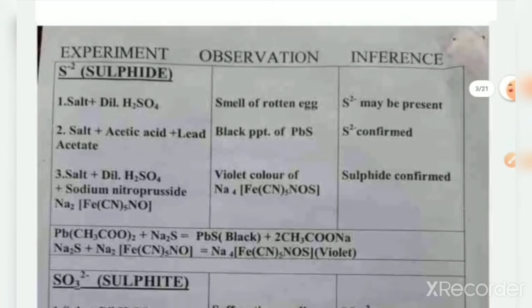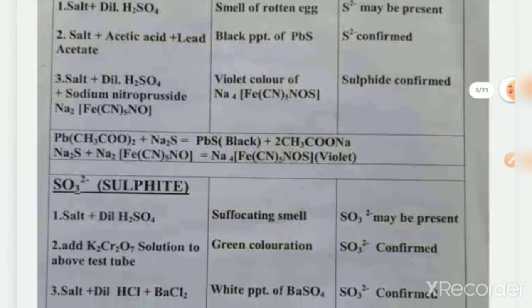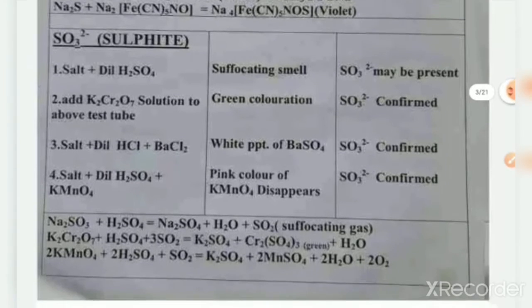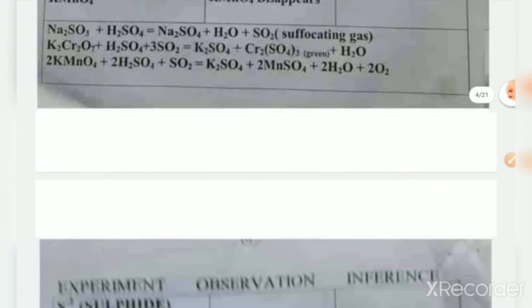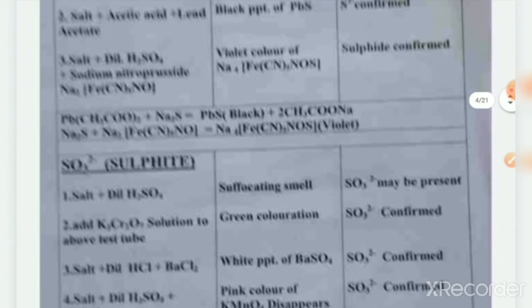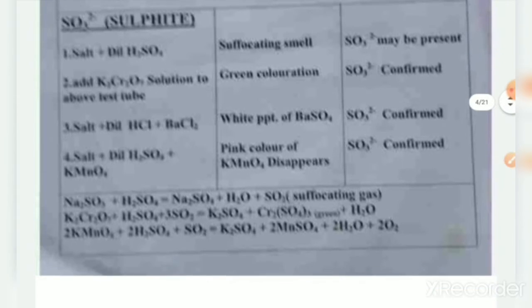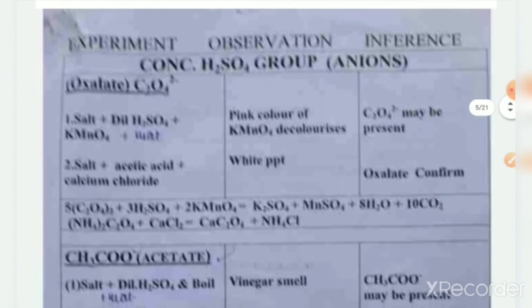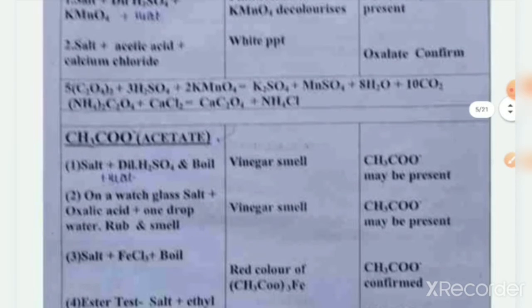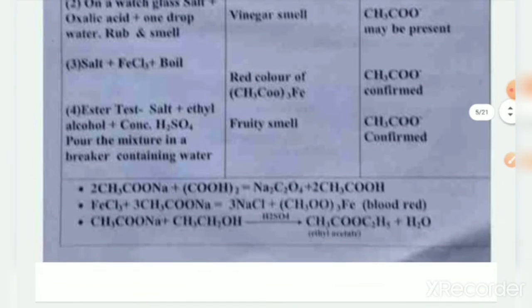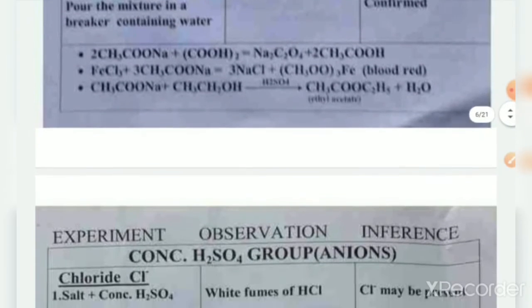Then the test of the sulfide ion is given here. Thereafter the test of the sulfite ion is also given here. And after that you see here the test of the sulfate ion. Thereafter the oxalate anion is given, and after the oxalate anion this is the acetate ion. This is also an acidic radical.